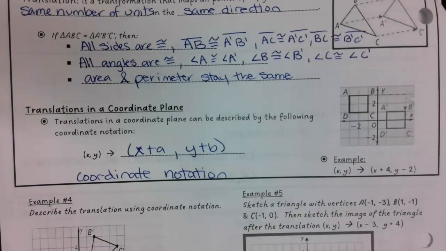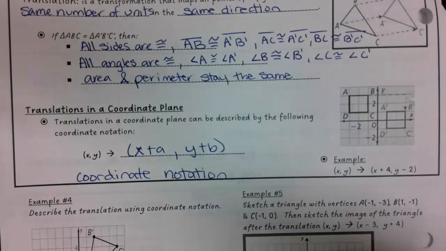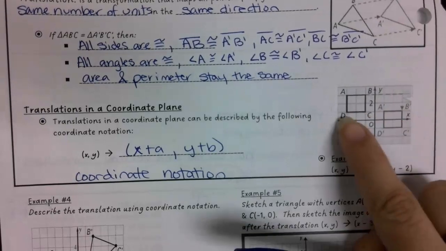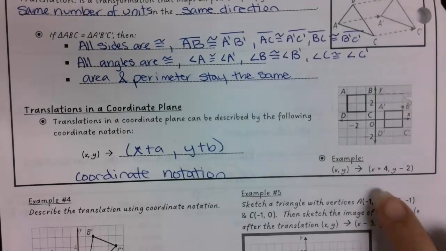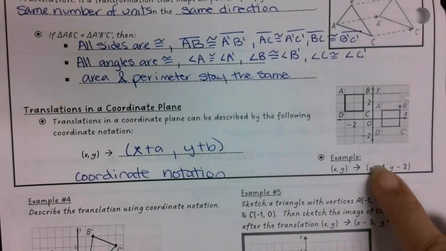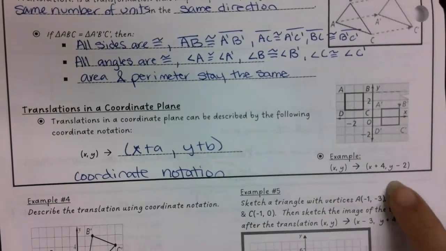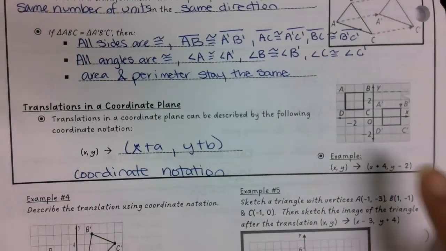So if it's positive for x, I go right. If it's negative, I go left. If it's positive for b, I go up, and if it's negative, I go down. So if I take a look at this picture, it is going to the right 4. So in the notation I have x plus 4, and then it's going down 2. That is represented as y minus 2.